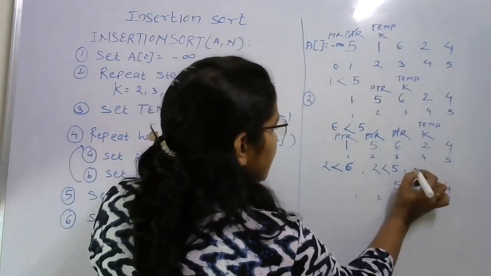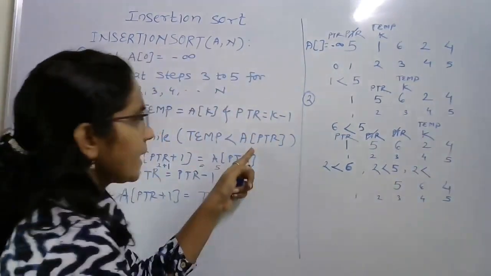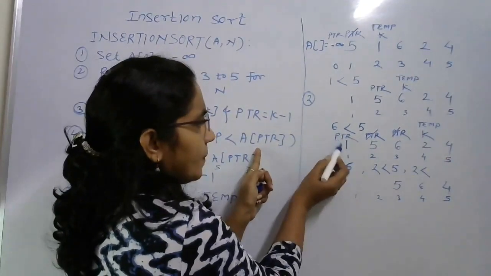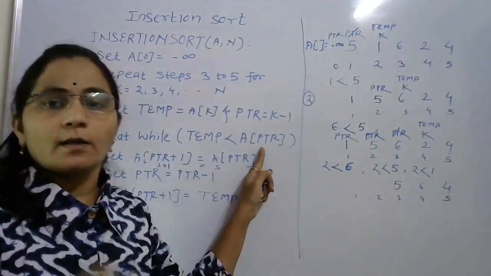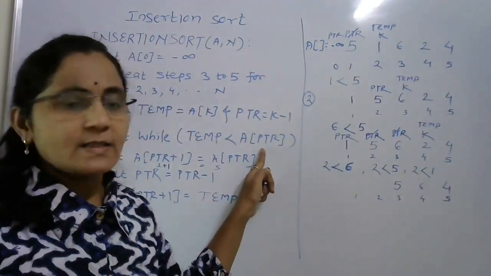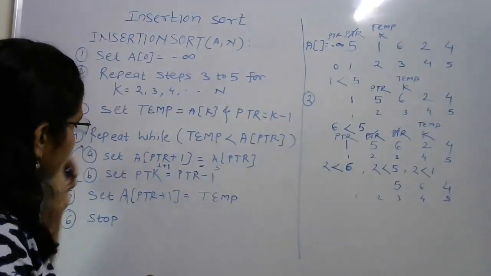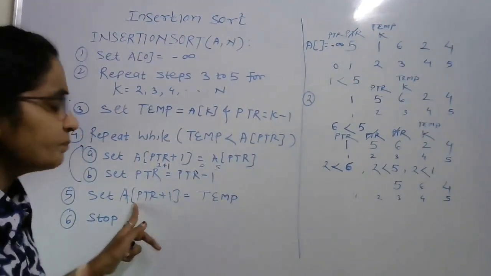The value of temporary is 2. It is less than A of PTR. The current value of PTR is 1. So is 2 less than 1? No. Here the condition gets false and hence the control directly jumps to the next statement just below the loop.